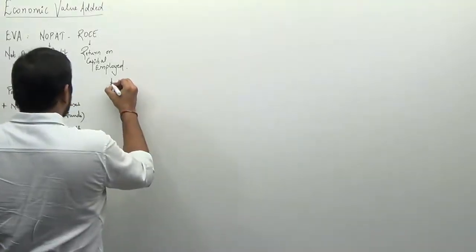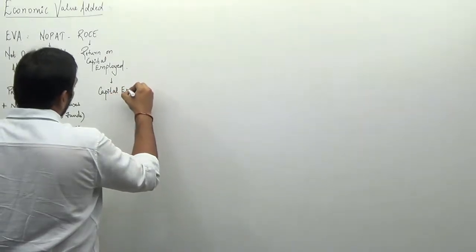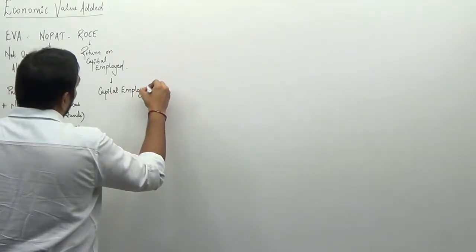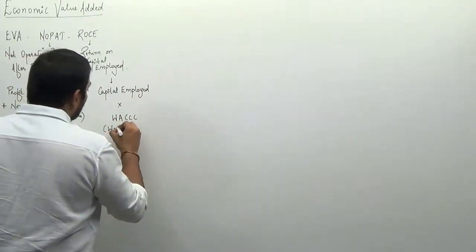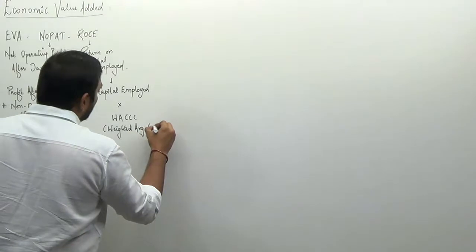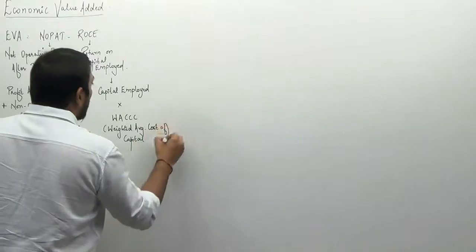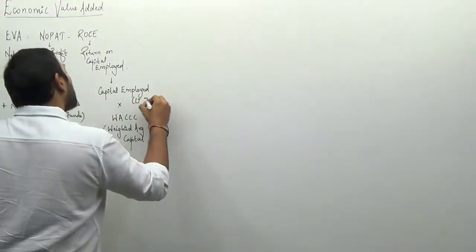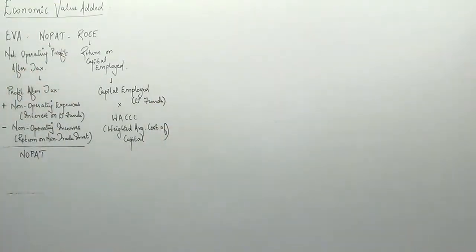How do you calculate return on capital employed? There is nothing but capital employed by WACC. What is WACC? Weighted average cost of capital. Capital employed is always talking about long-term funds. Either I can have a debt fund or a equity shareholder preference shares. Whatever it is, all these funds are called as long-term funds.